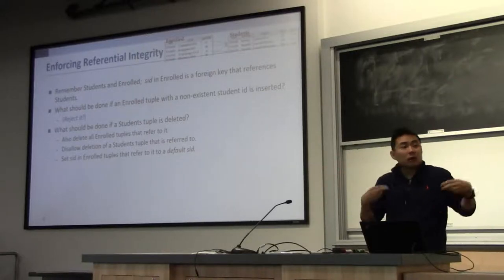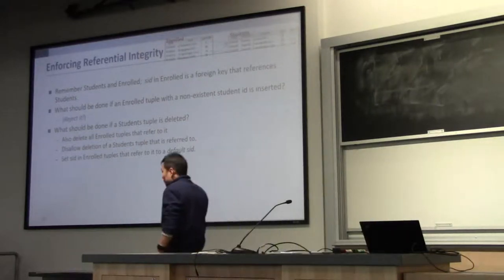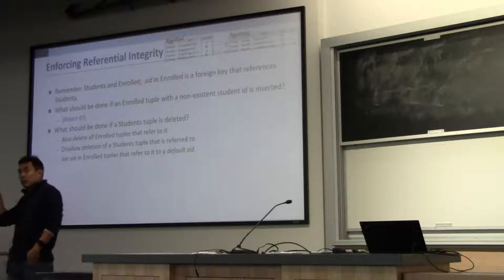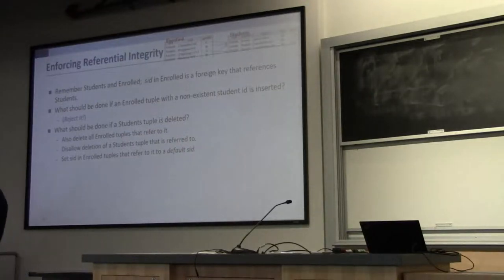So in this case, what you do is you set the SID in the enroll table for the student record to be deleted to some default value. So that if your code runs into this, you know, oh, this is the default value, meaning that the student record existed at one point and then was deleted, but the enroll record has been kept around for whatever reason.